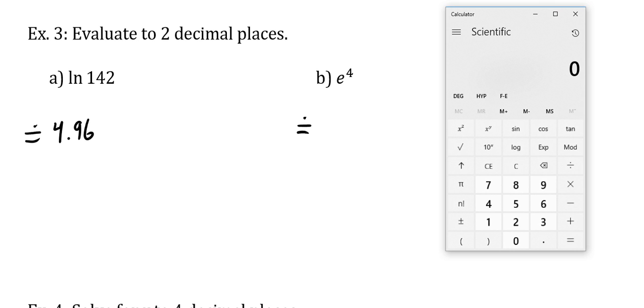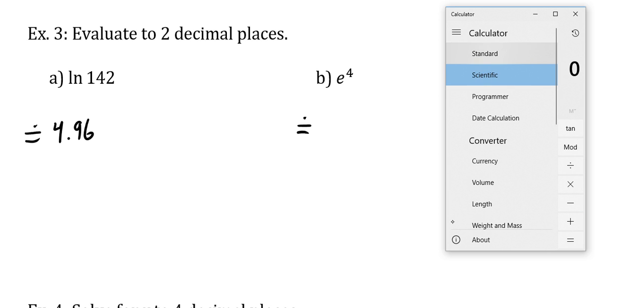Ooh, this next one's tricky. I don't know if this calculator on here has... It doesn't have a ln. If there's any way of bringing it up. No, that's not going to work. Nope, nope, nope. Oh, programmer. Nope, nope. Darn.